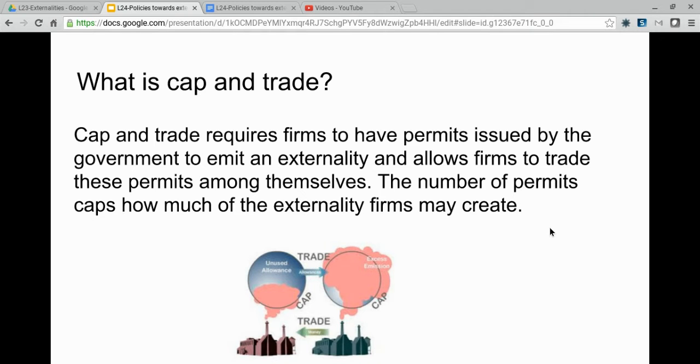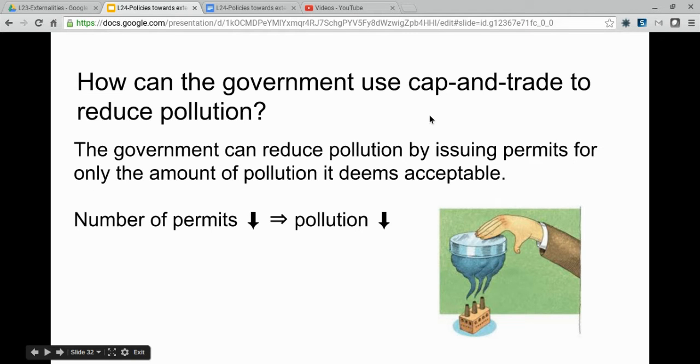Cap and trade requires firms to have permits issued by the government to emit an externality and allows firms to trade these permits among themselves. The number of permits caps how much of the externality firms may emit. The government can reduce pollution by issuing permits for only the amount of pollution it deems acceptable. As the number of permits decreases, the amount of pollution also decreases. The cap puts a cap on pollution.